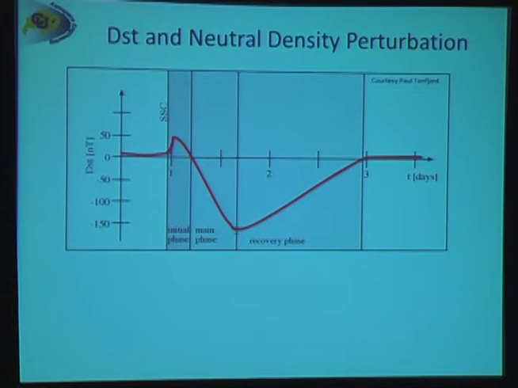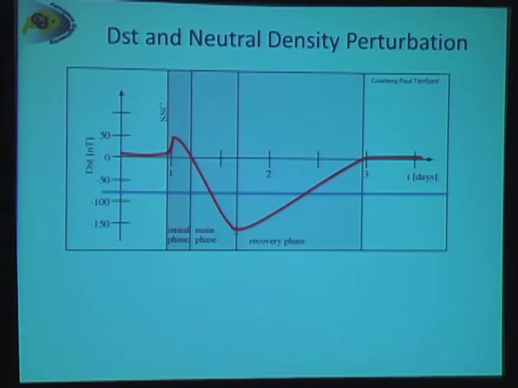So here's the deal. Here's a typical profile of a storm measured by the DST index. If there's a sudden storm commencement, sometimes we'll get that index to heave up or rise as the magnetosphere is compressed. And then we essentially see the reduction in the magnetic field at the Earth that is generated by the ring current.